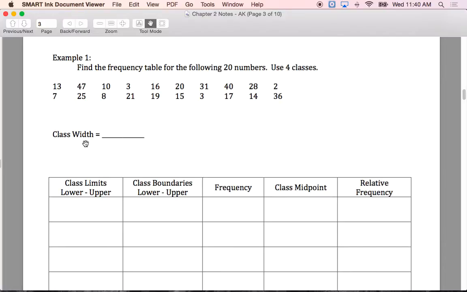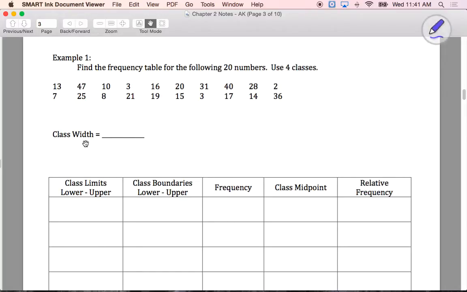Now, as I go through these examples, if you need to, make sure you hit pause and rewind and see how I'm going through and doing these, because it might take you a while to figure out how to find each of these parts. So for example 1, I've got 20 numbers. We're going to use 4 classes. Your class width is going to be equal to the biggest number minus the smallest number divided by your number of classes. That's that definition for class width.